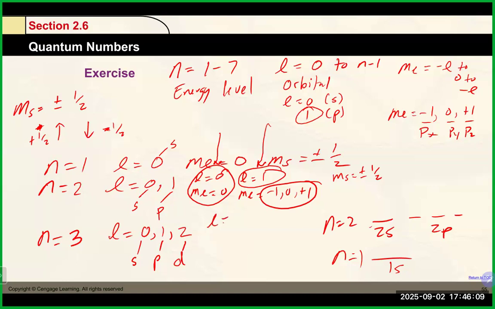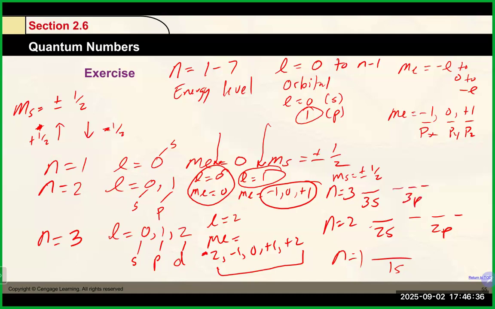So if my L is equal to 2, my M sub L would equal -2, -1, 0, +1, +2. And once again, as we talked about, there are 5 different d orbitals, and each of them is represented by one of those numbers. And that's what we know when we get to this 3rd energy level. Again, we have an s orbital still available. We still have p orbitals available. And again, this is where we first start to see the appearance of our d orbitals. Any questions on any of that there?